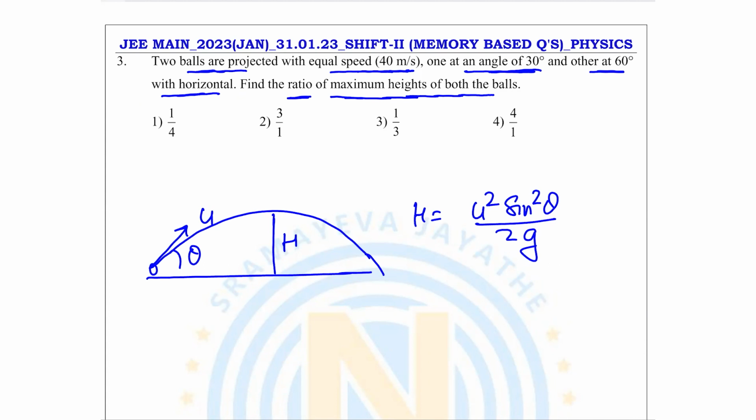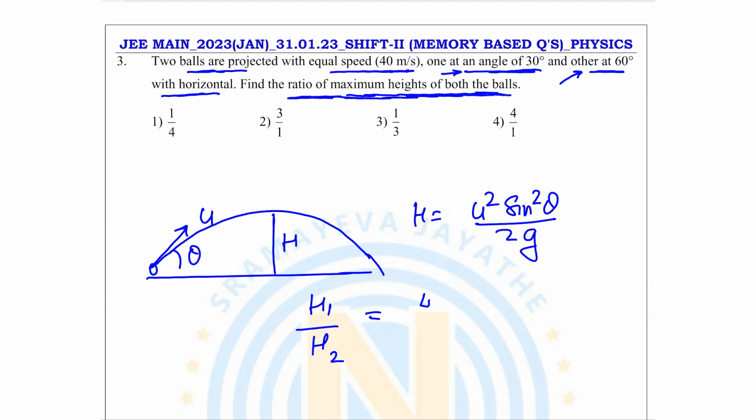So we want to find the ratio of the maximum height. While calculating these questions, you have to understand whether you have to find h1 over h2 or h2 over h1. You just notice that the first ball is at 30 degree, the other at 60 degree, and we have to find the ratio of the maximum height. If nothing is mentioned, we will take the order that first ball is to second ball. So we have to calculate h1 over h2.